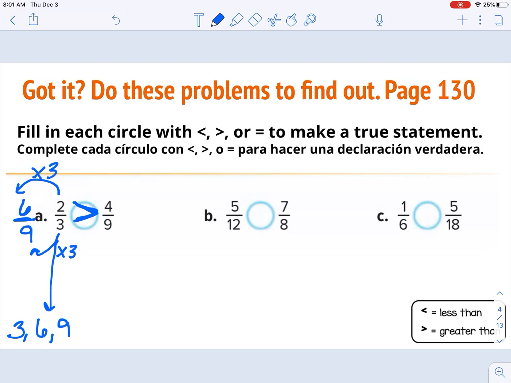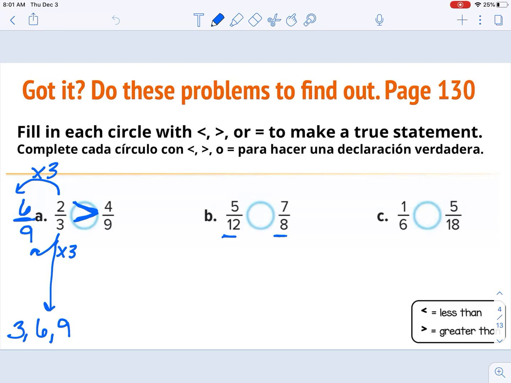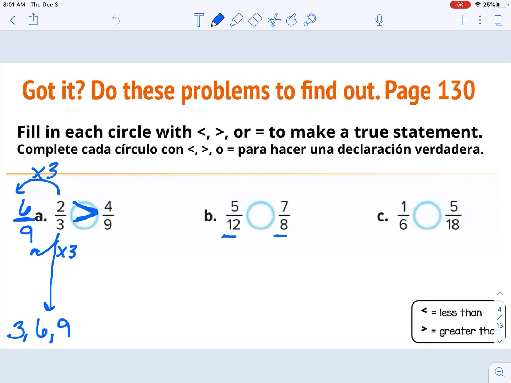All right, let's do the next one, B. We have the number 12 and the number 8 again. Well, I remember from the last example that the least common denominator of those two numbers was 24. So I know right now that I can change them to 24.